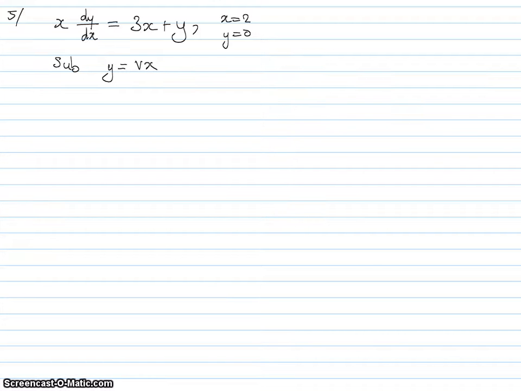Question 5 comes in two parts. The first part asks us to again solve this differential equation. Because we're given some initial conditions, that when x equals 2, y equals 0, we're going to need to find a particular solution.